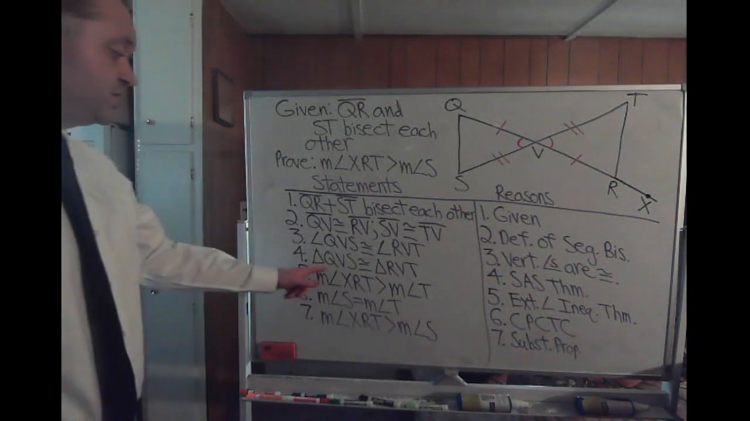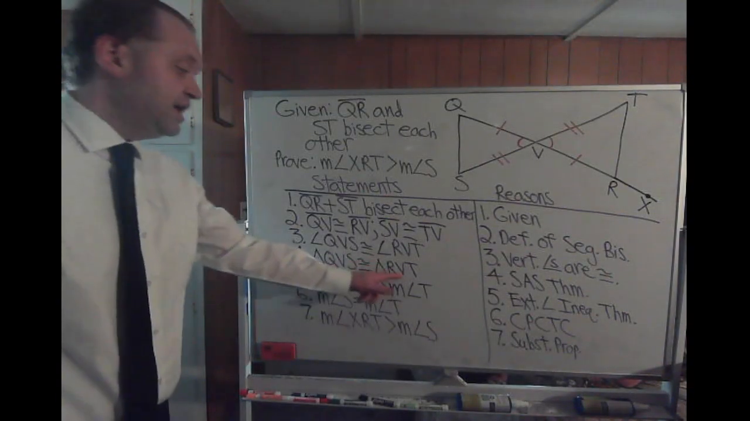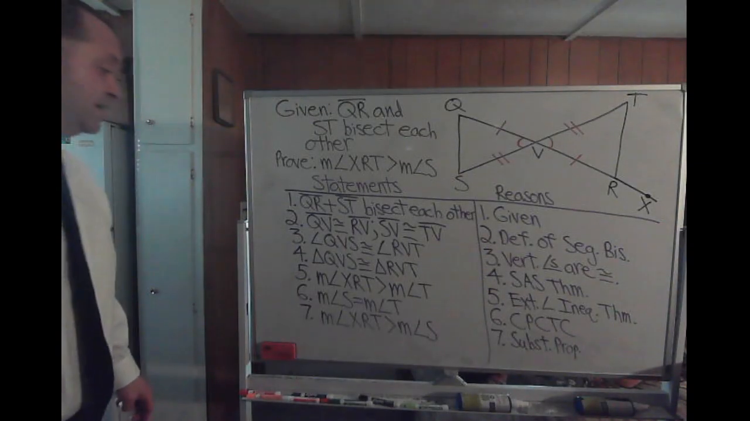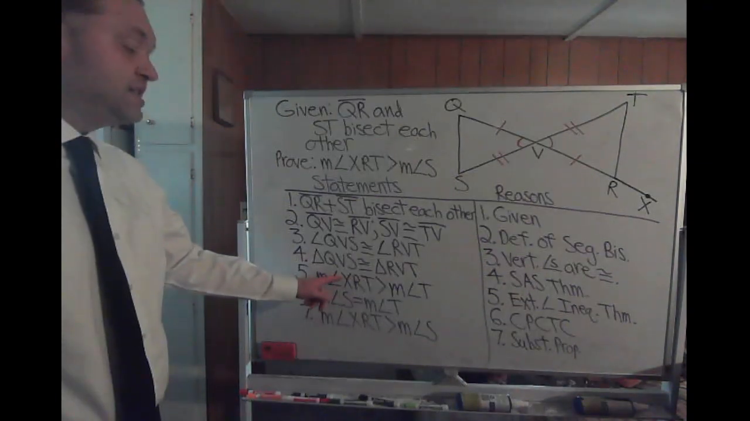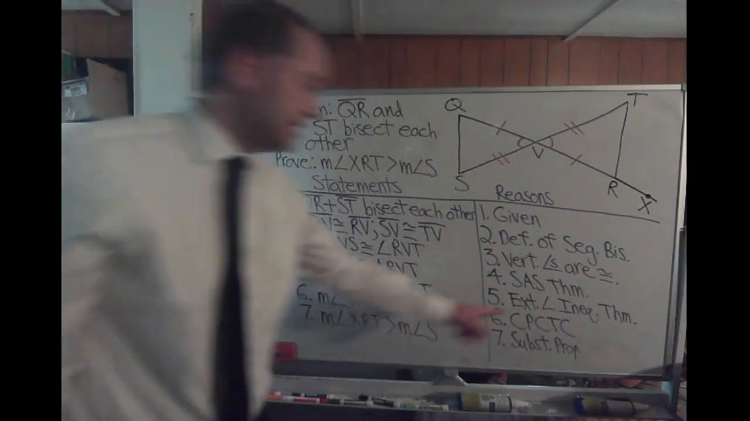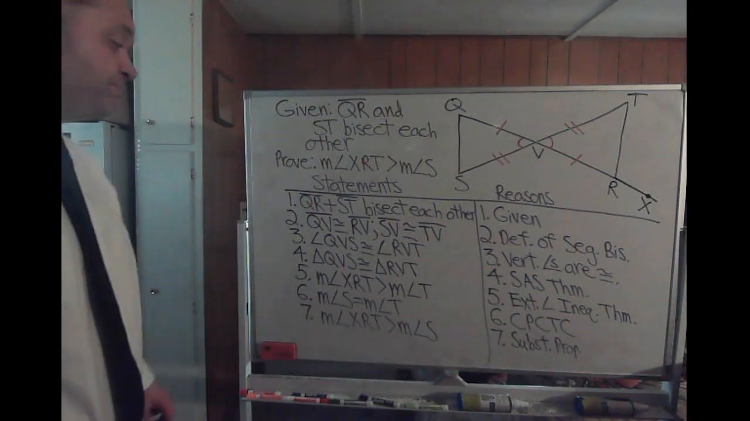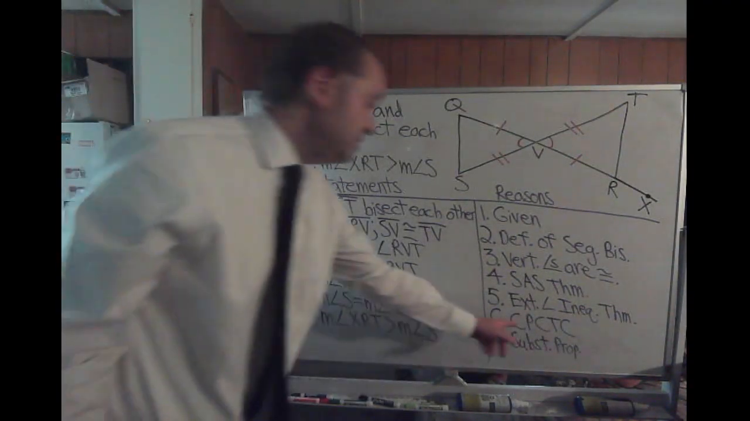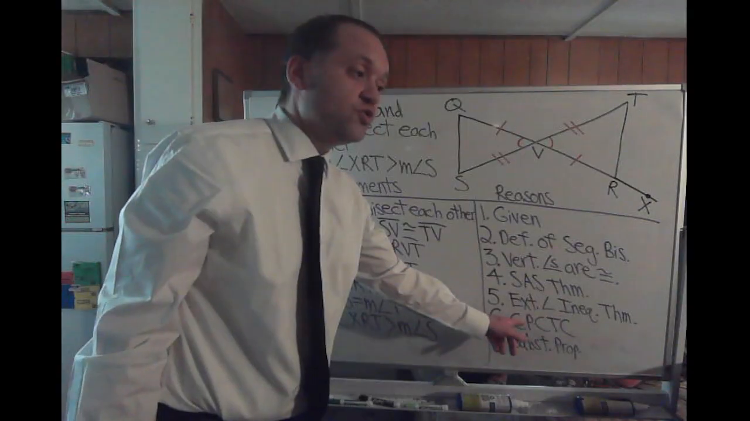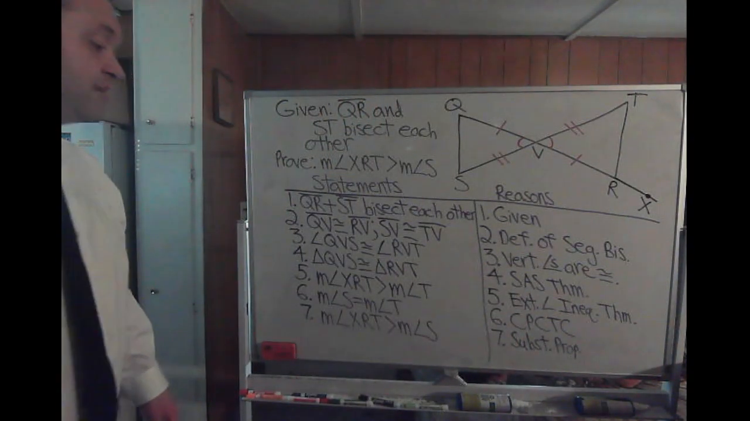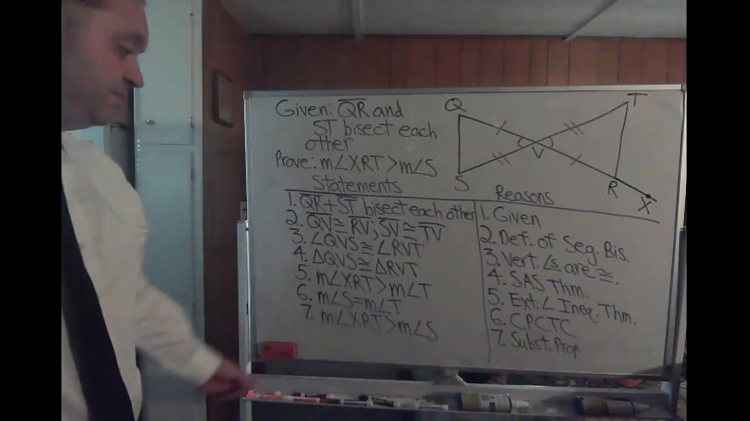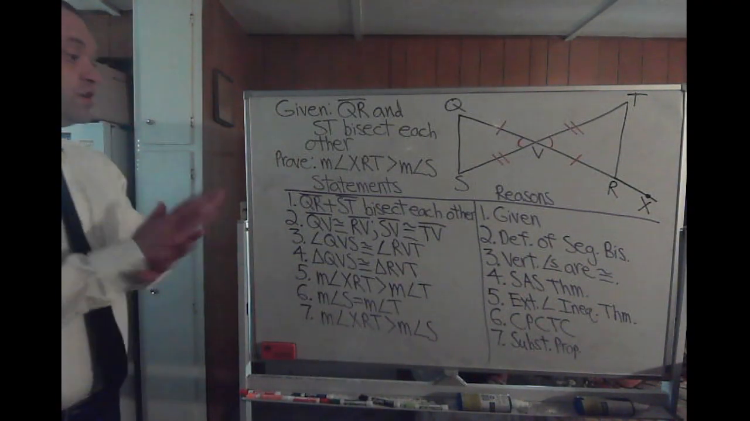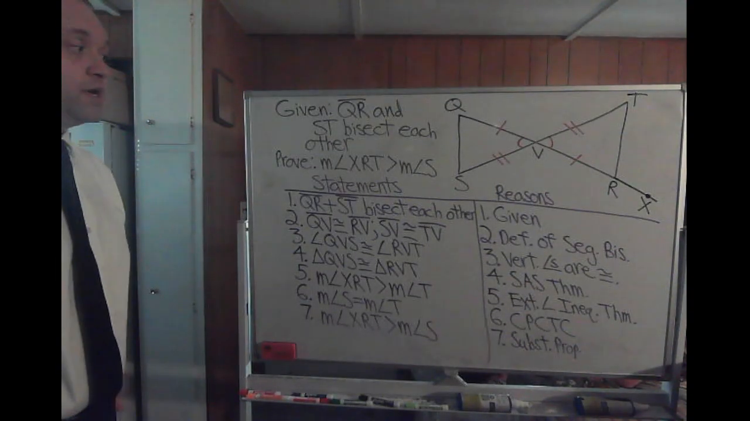Which then ultimately led us to triangle QVS is congruent to triangle RVT by the side angle side theorem, the SAS theorem. And then from there, we said the measure of angle XRT is greater than the measure of angle T by the Exterior Angle Inequality Theorem. Next, we can say the measure of angle S equals the measure of angle T by CPCTC, the corresponding parts of congruent triangles are congruent. And then by simple substitution property, we can say the measure of angle XRT is greater than the measure of angle S. So, really not that bad to work with.